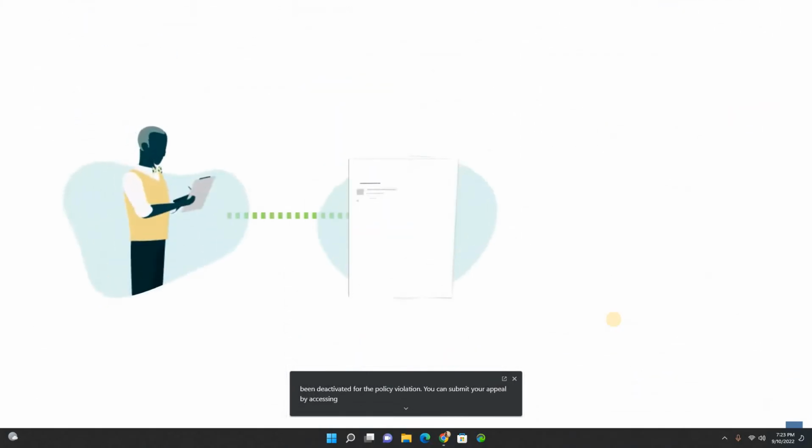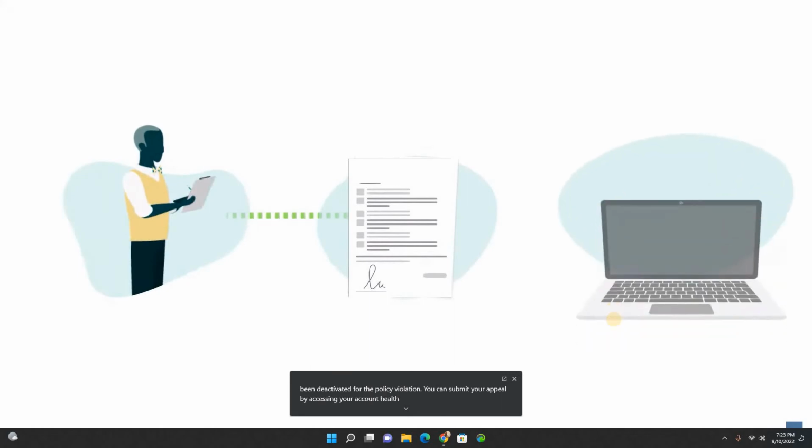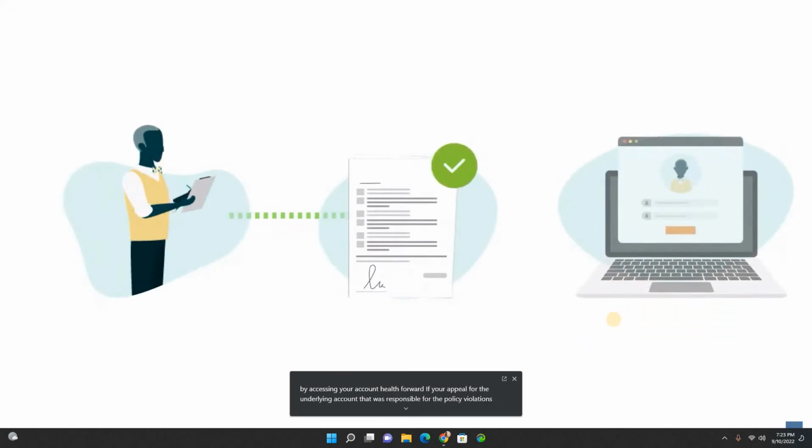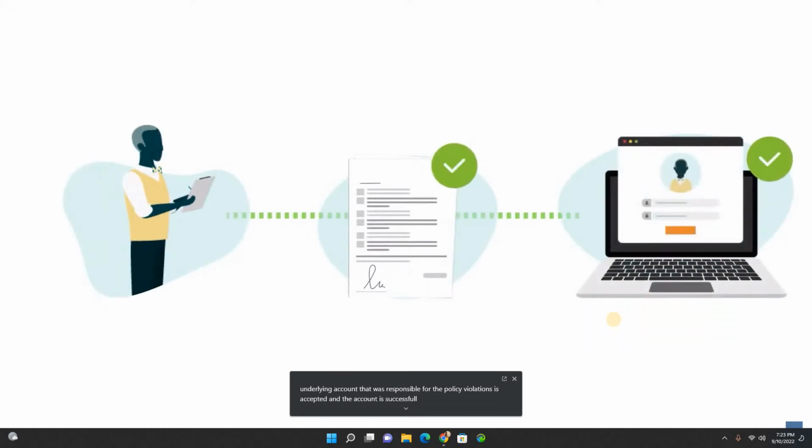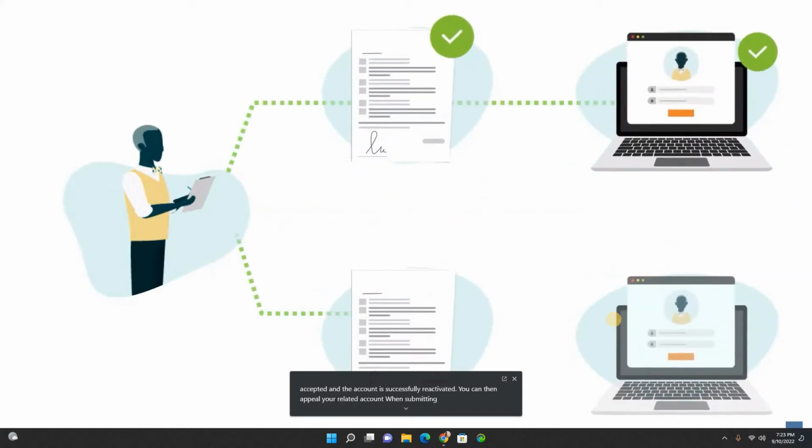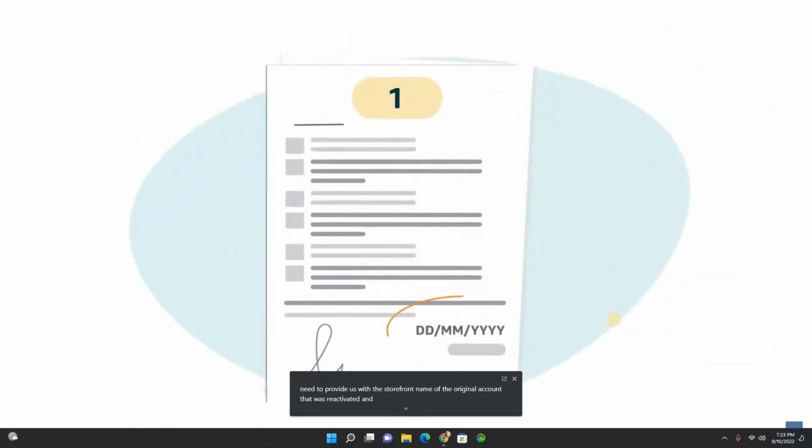If your appeal for the underlying account that was responsible for the policy violations is accepted and the account is successfully reactivated, you can then appeal your related account. When submitting the appeal, you will need to provide us with the storefront name of the original account that was reactivated and the date of reactivation.